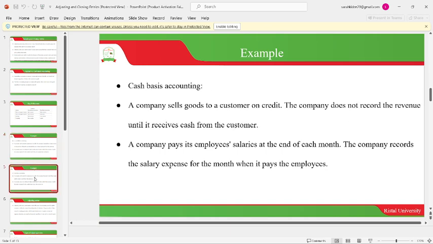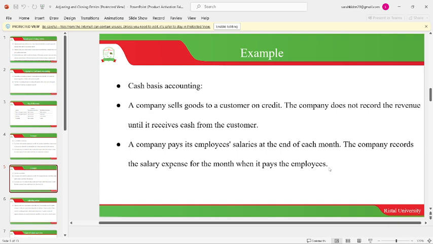Now we look at the examples of cash basis. A company sells goods to a customer on credit. It means the company does not record the revenue until it receives cash from the customer. So here it will not record the transaction until they make sure they have received the money in cash at hand. When they receive that cash, then they will record it. A company pays its employees' salaries at the end of each month, and the company records the salary expense for the month when it pays the employees.